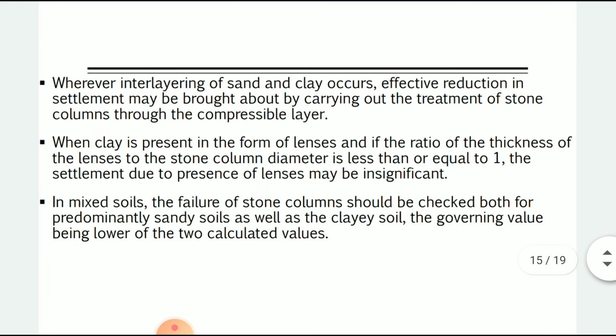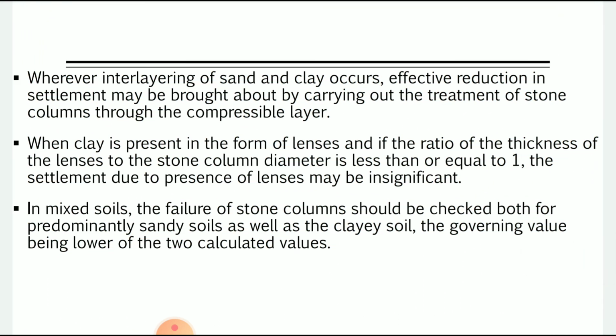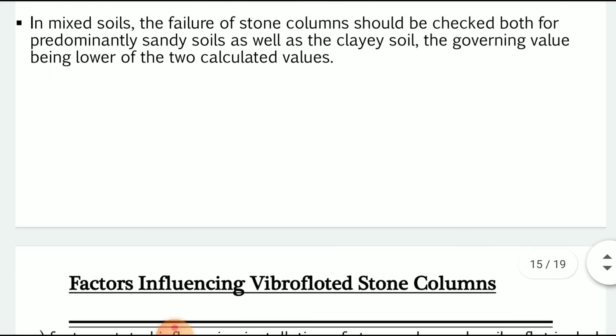Whenever interlayering of sand and clay occurs, an effective reduction in settlement may be brought about by carrying out the treatment of the stone column through the compressible layers. Secondly, when clay is present in the form of lenses, and the ratio of the thickness of the lens to the stone column diameter is less than or equal to 1, the settlement due to the presence of lenses may be insignificant. In mixed soil, the failure of the stone column should be checked both for the predominantly sandy soil as well as the clay soil, the governing value being the lower of the two calculated values.